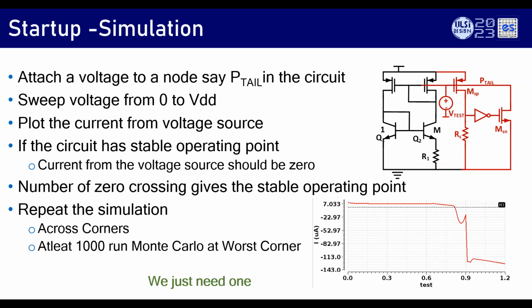So the idea is very simple. Now let's say that you attach a voltage source. This is a DC check of the startup. You attach a voltage source to any node in the network. It can be any node. For example, here I attach to the P-tail.